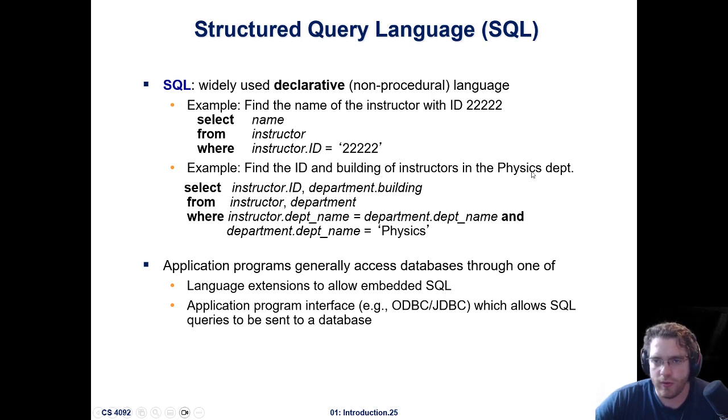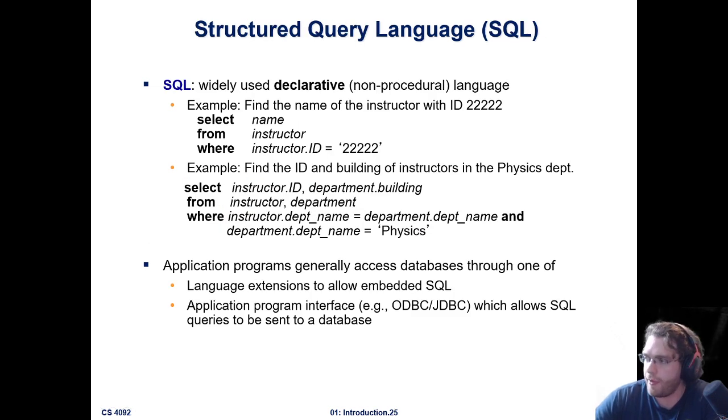Find the ID and the building of instructors in a physics department. Select instructor ID, department.building. This is the cool thing about SQL as well, that after you put these commas, you can do multiple queries on different tables. And we say from where we want the instructor ID and the building to be selected from. Remember that these kind of line up with each other, so you don't want to swap these around, or you don't want to say department twice. And then where the instructor's department name is equal to this one here, and department name is equal to physics.